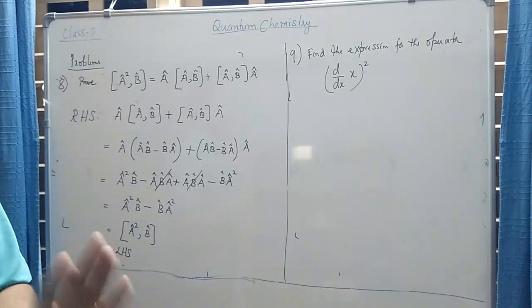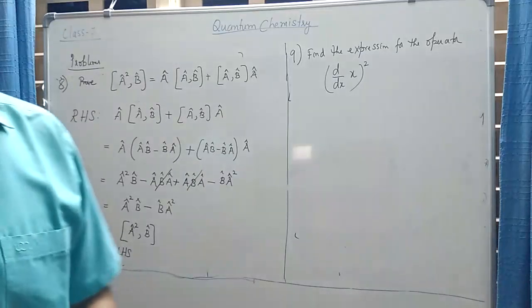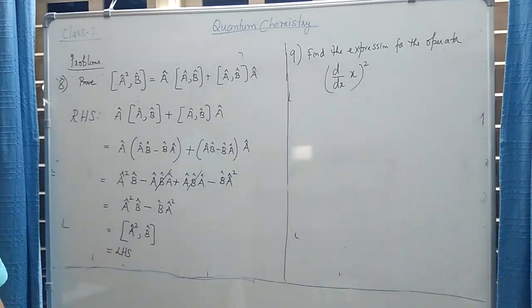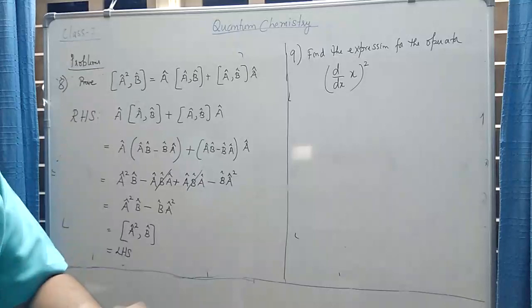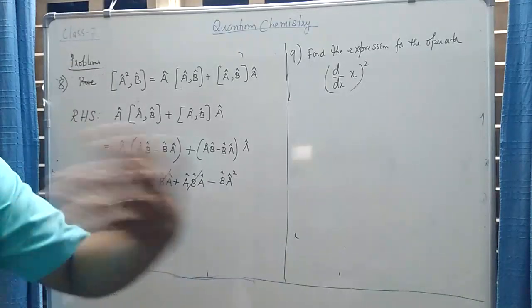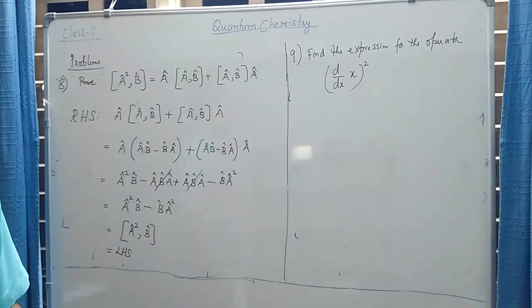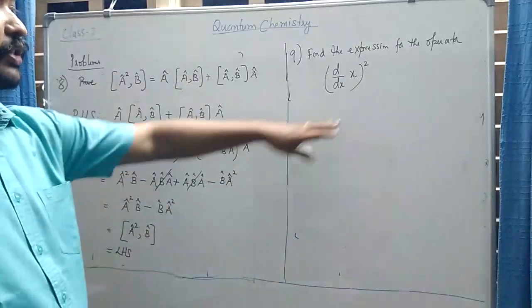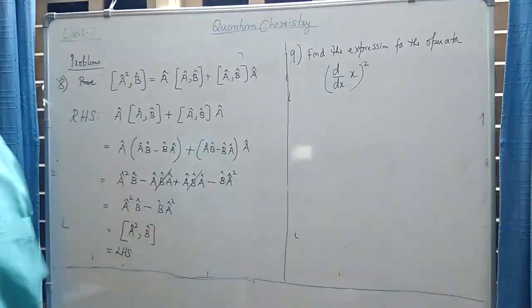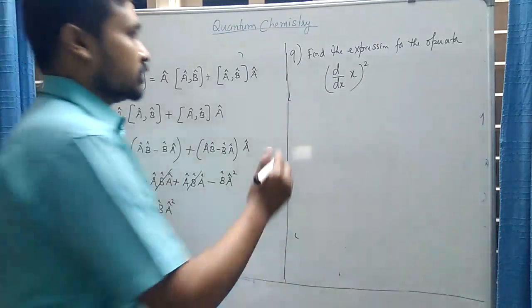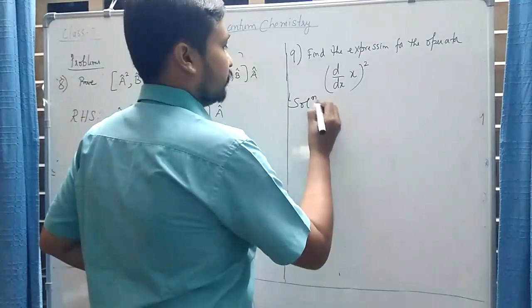So it is always advisable to use some random or arbitrary function to begin with the operator equation, and at the end, that is the final step, remove that function f of x again, so that we end up with the correct operator equation. So let us try to find out what is the expression (d/dx · x)². So let us select some arbitrary function.